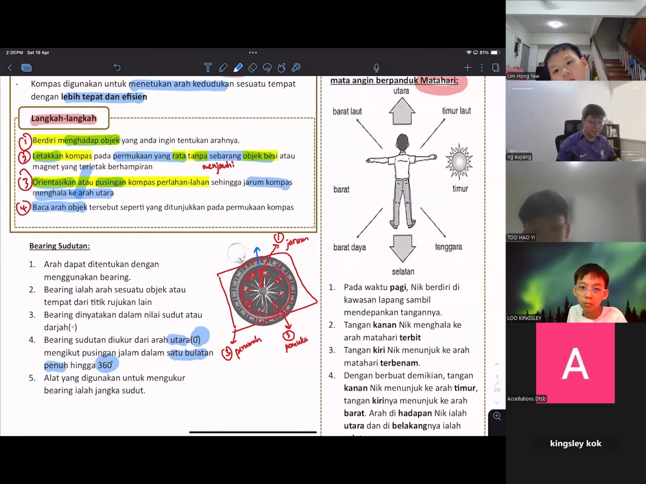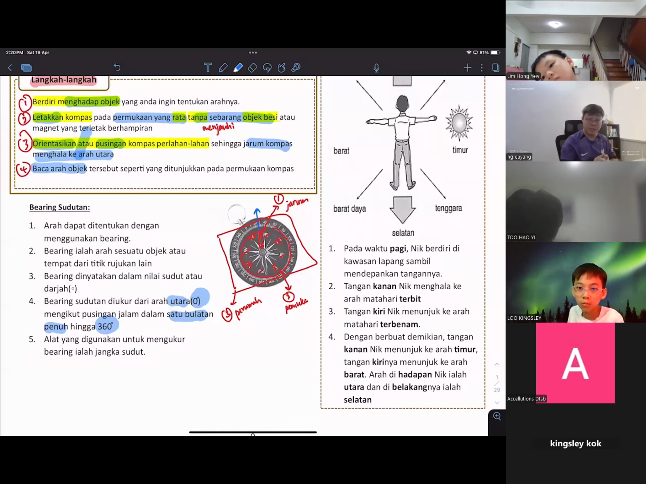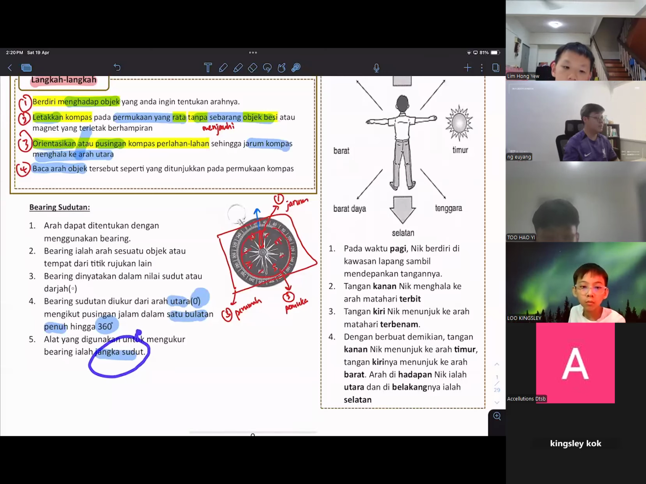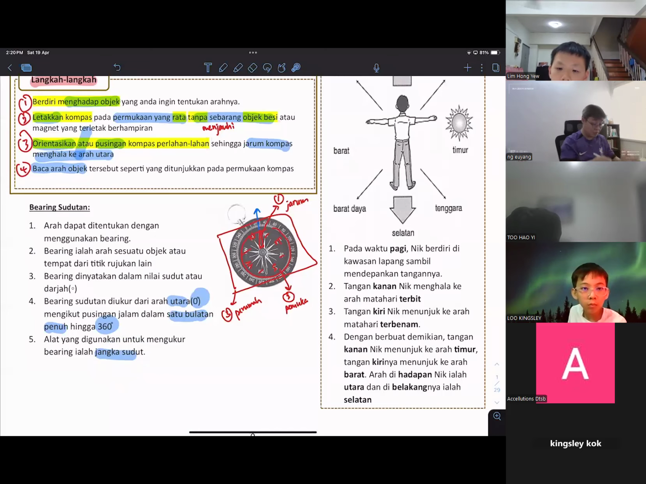So how do we measure, guys? We are trying to measure the bearing sudut using jangka sudut. Anyone know what is jangka sudut? Yes, that's why Sri Harish, we are going to use the protractor, known as jangka sudut, to measure the reading for the sudut.